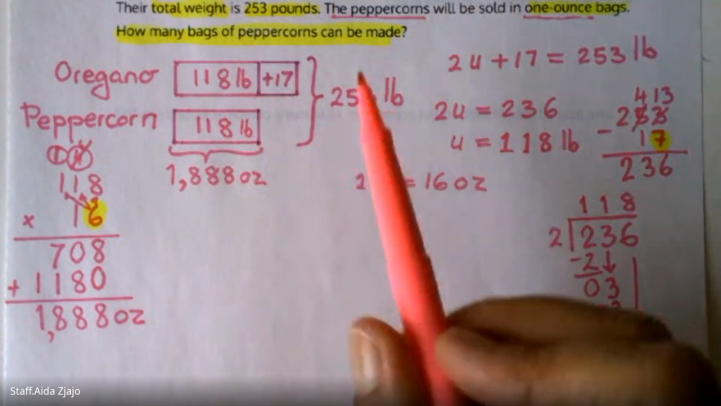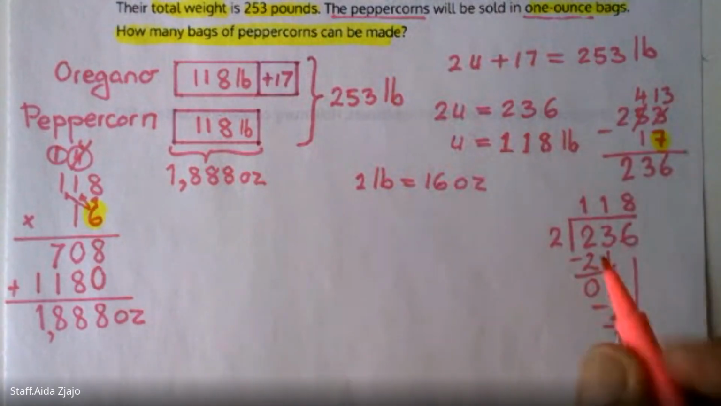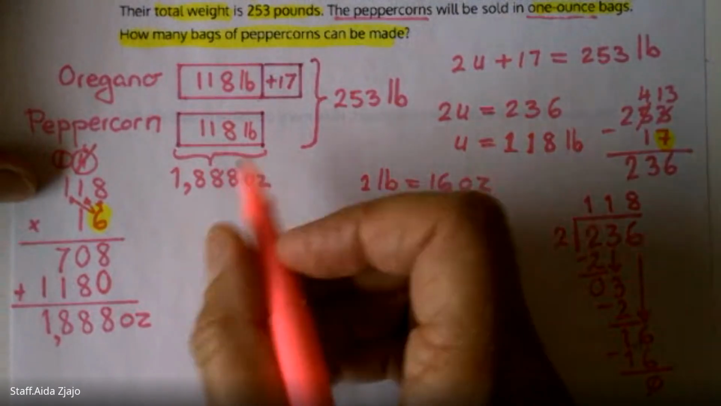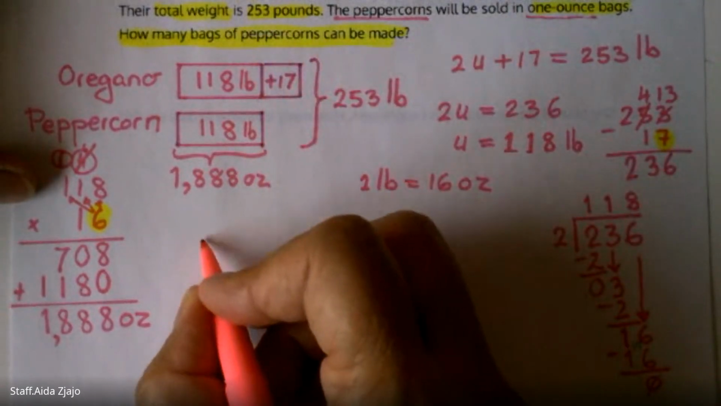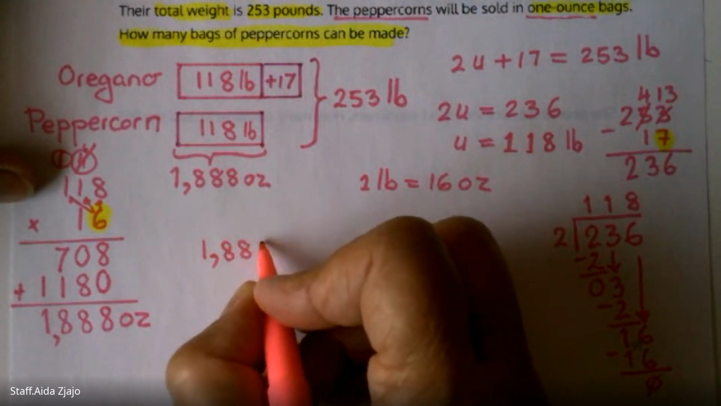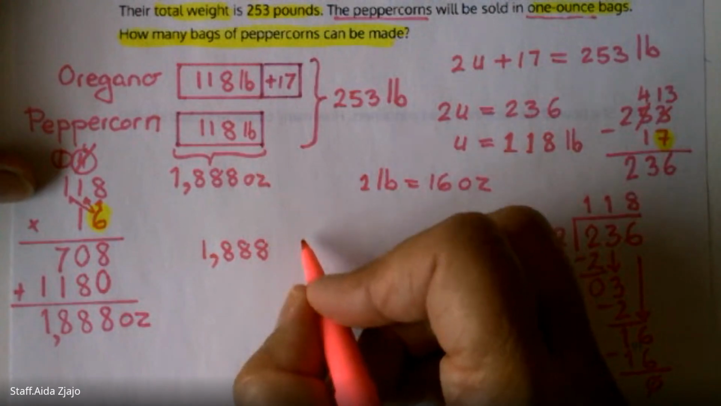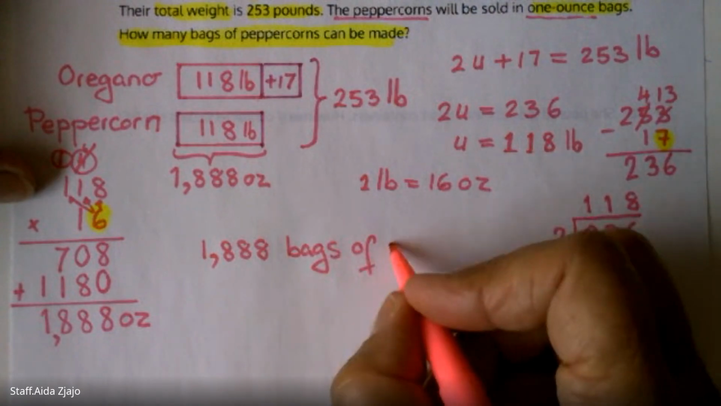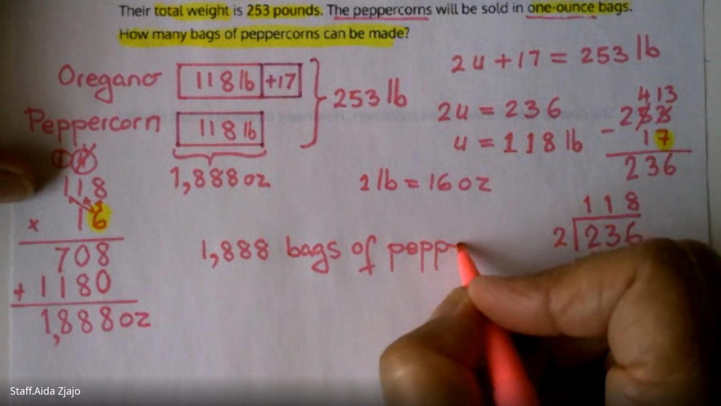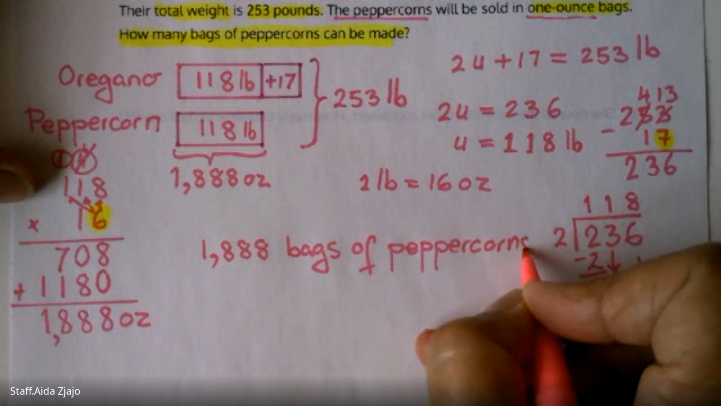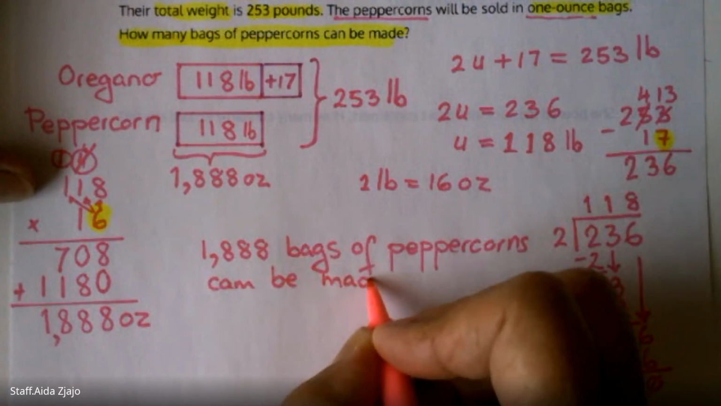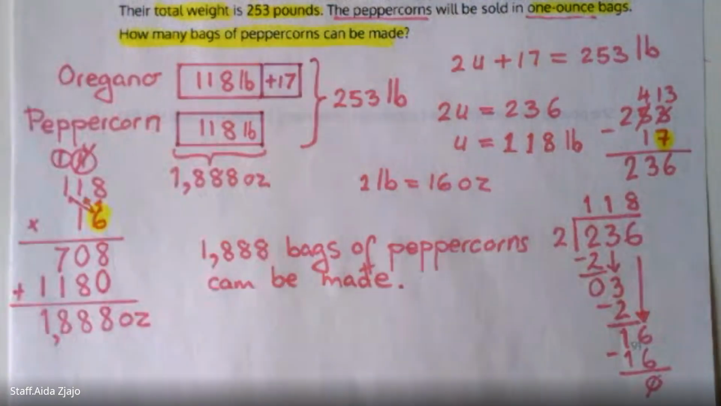How many bags of peppercorn can be made? Then we need to write the answer. 1,888 bags of peppercorn can be made. And that is the final answer for this problem number 2.